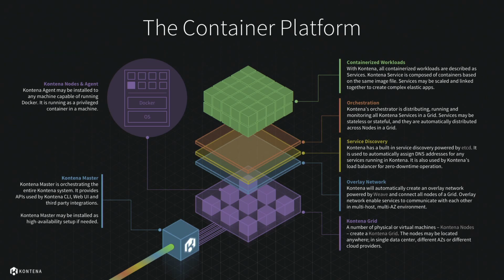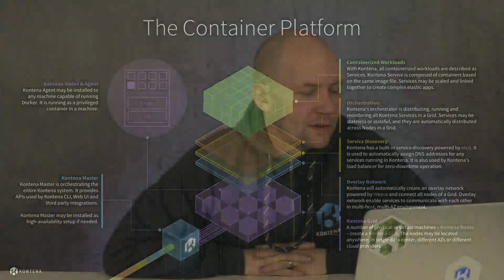The brains of the system is called the Kontena master. So that's the orchestrator logic, so to say, that then instructs all the nodes and all the agents in the grid to take action, to launch new containers and various other things. The master is basically providing a REST API, which the Kontena CLI controls. And of course you can utilize the REST API for any other integration, because it's just another REST API, so it's really easy to consume by anything else.